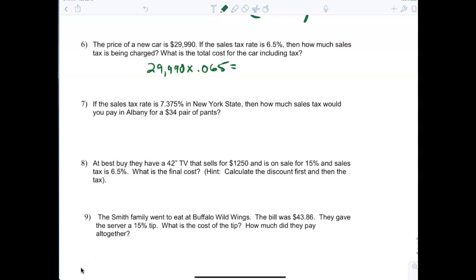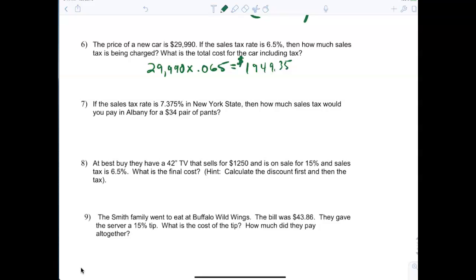29,990 times 0.065 will tell me how much what? Taxes. How much tax you have to pay. Right? So you're going to write them a check for 29,990. That's going to be for the car. And then you got a bill of what? How much? 1,949.35. That's exactly right.